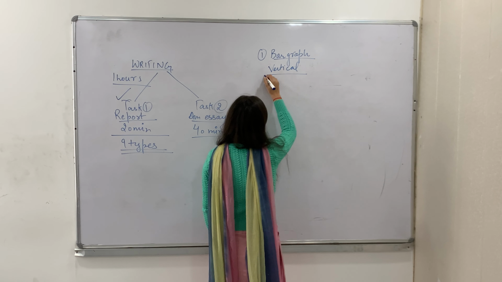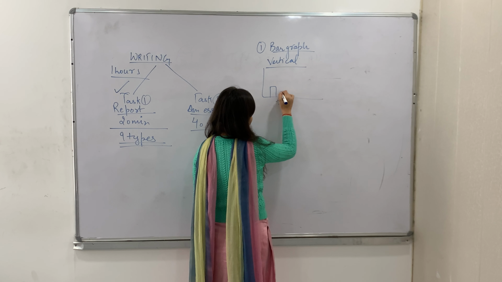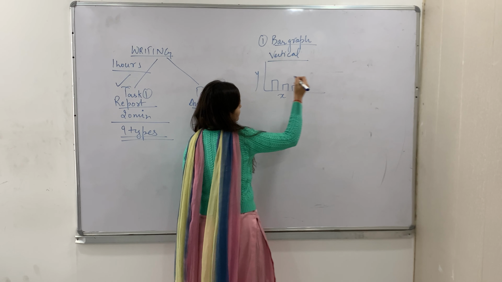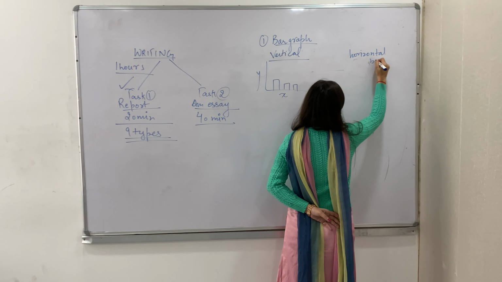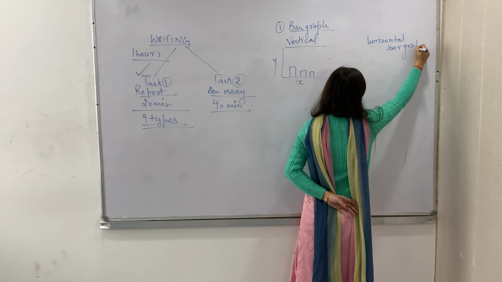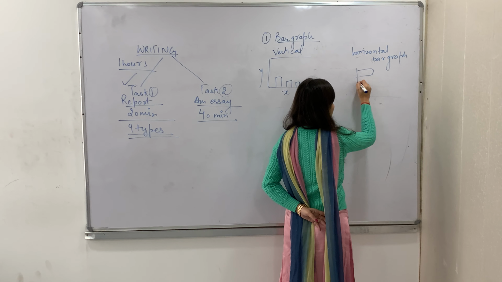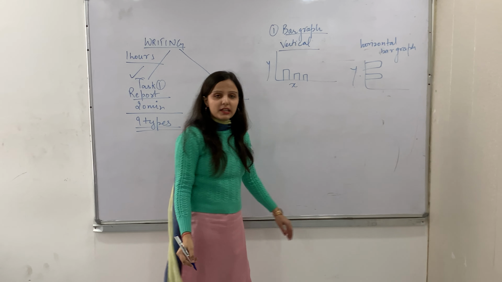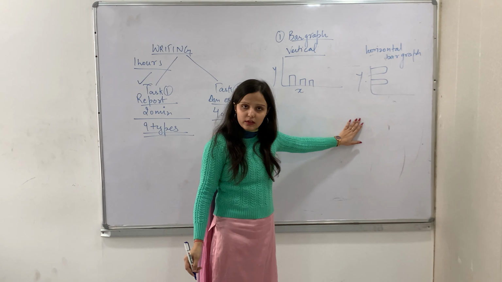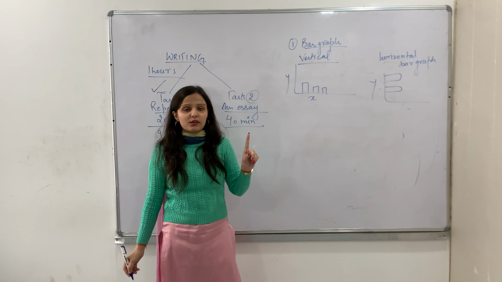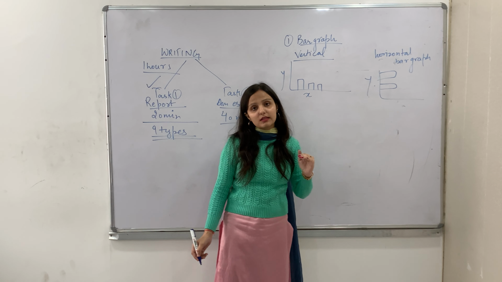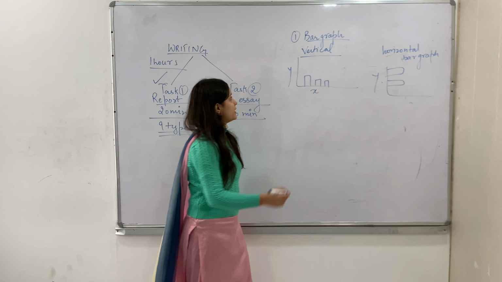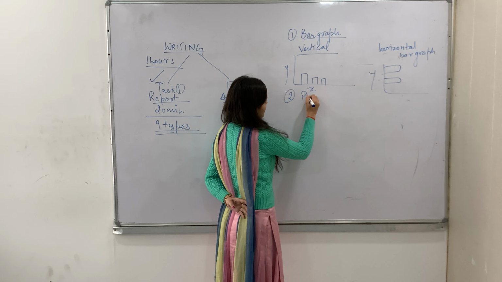A vertical bar graph mainly starts from the x-axis, and a horizontal bar graph mainly starts from the y-axis. This is the main difference between vertical and horizontal bar graph. And if you are given a horizontal bar graph, then you have to mention it in the introduction that this is a horizontal bar graph. Second is pie chart.